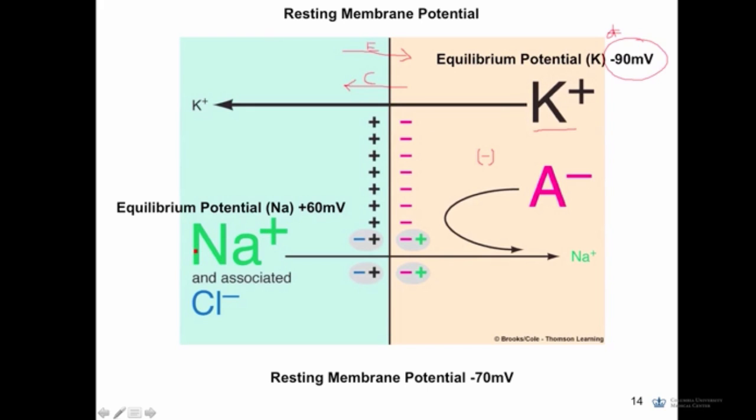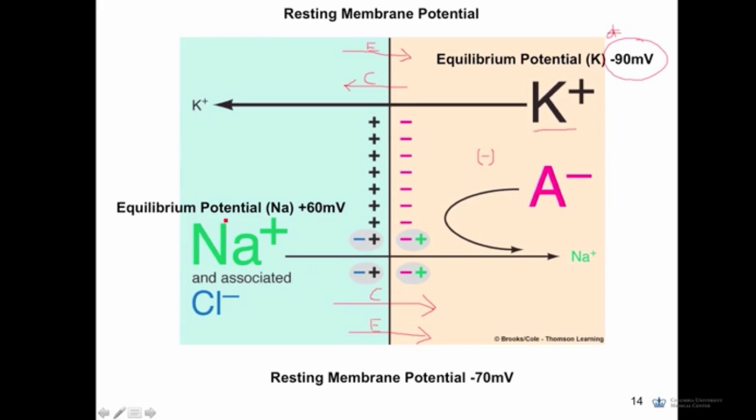Sodium is very different. The concentration gradient for sodium is pointed into the cell. There's more sodium outside than in. But let's look at the electrical gradient. It's negative inside the cell, and sodium is positive. So sodium's electrical gradient is also pointed inside the cell. Now, that means that sodium has an enormous motivation to get inside the cell.